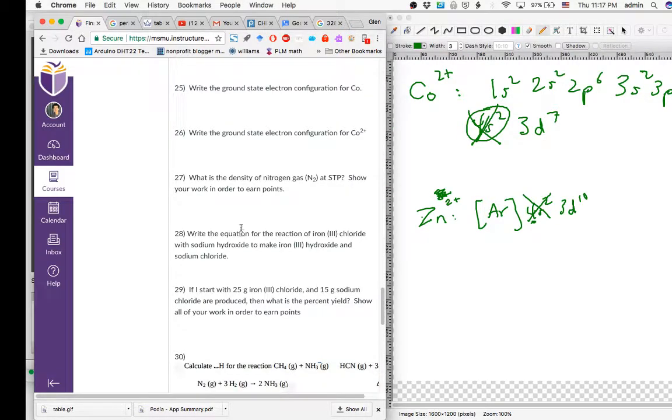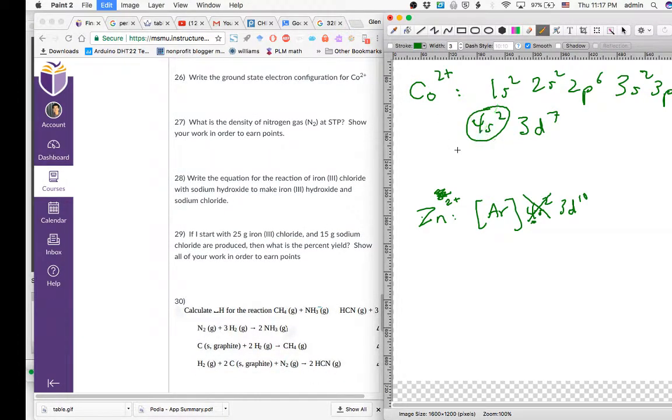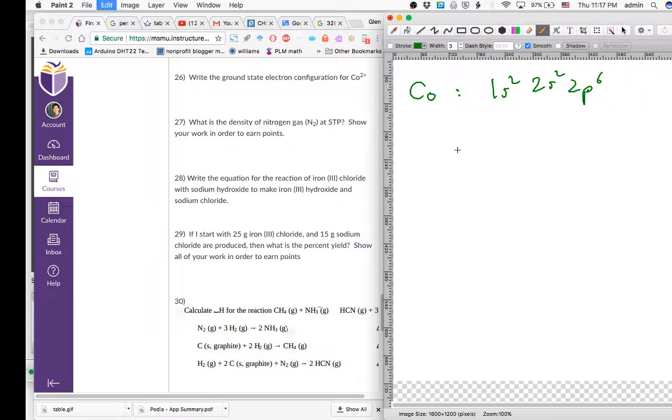Okay, number 27. What is the density of nitrogen gas at STP? It's important for you to memorize that STP means standard temperature and pressure. That's 0 degrees Celsius, 1 atmosphere of pressure. So this question is kind of a trick because it doesn't matter what the gas is. Well, actually, no, that's not a trick. I'm sorry, never mind. You know that density is mass over volume. With gases, it's usually grams over liters.